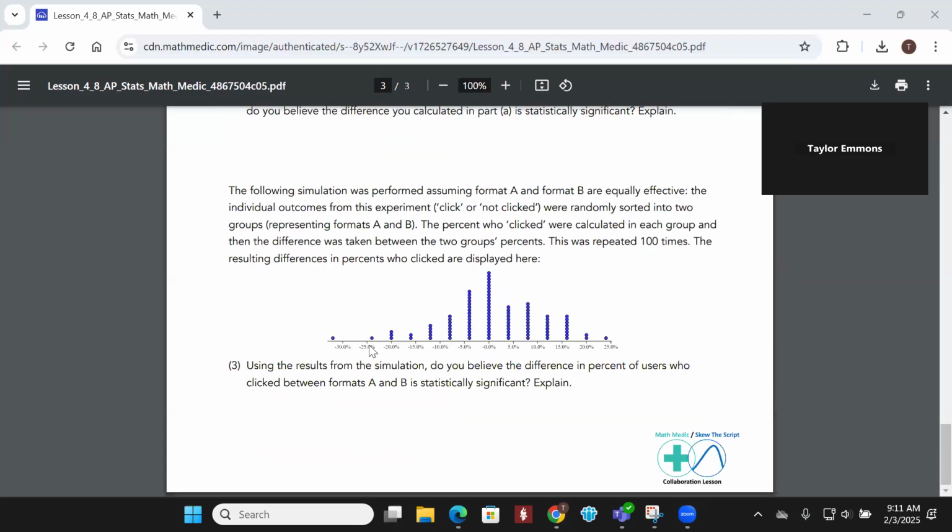All right. So what's going on in this data? What does this actually represent? The difference over 100 trials. Okay, so each dot represents the difference between the two groups. Now there are 100 dots here. Everybody with me? So the simulation was done 100 times and they found the difference between the two.